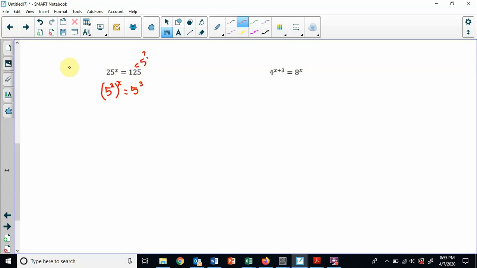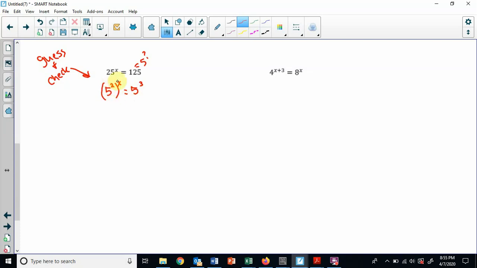Now I'm going to go ahead and tell you to do this. It's going to take some guessing and checking unless you know your powers really well. Okay? If you don't know your bases and powers and exponents really well, you're going to have to guess and check, okay, until you can find things to match them up with the same base.